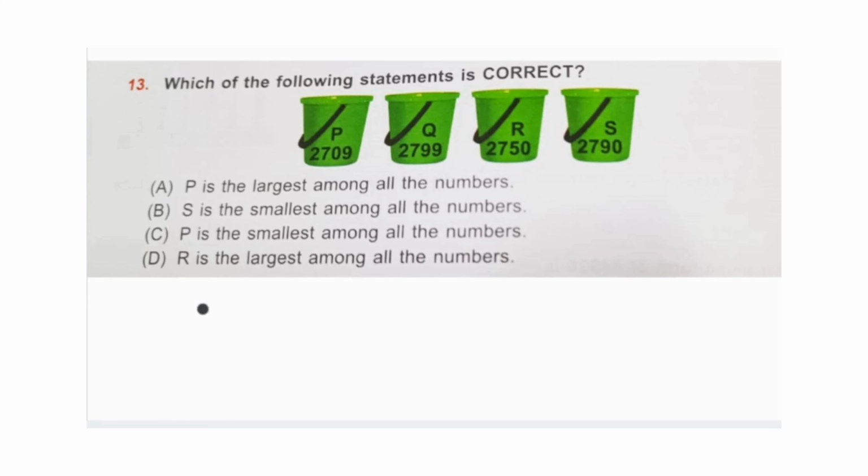Okay. So let's look for the smallest number. The smallest number here is 2709, which is P. Now the next smallest number is 2750, which is R. So let's write down 2750, which is R. Now the next number is going to be S, which is 2790, which is larger than R. And the biggest number here is Q, which is 2799.